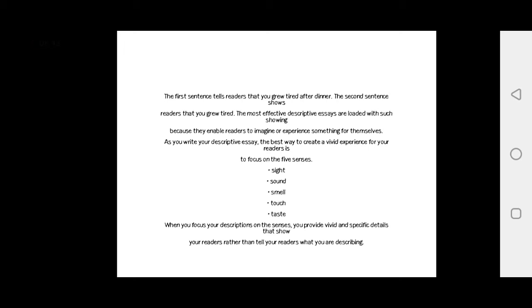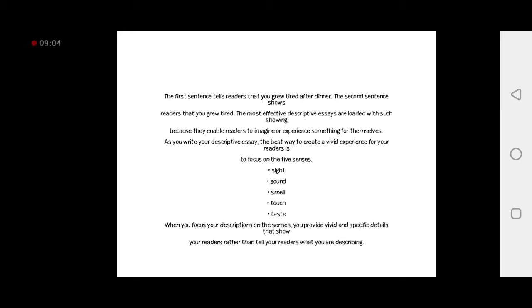You also have to focus on sight. What does it look like? You have to focus on smell. How does it smell? These are the senses that would help you create content for whatever it is you're writing. The sense of touch, is it smooth? Is it rough? What does it feel like? And then the sense of taste.